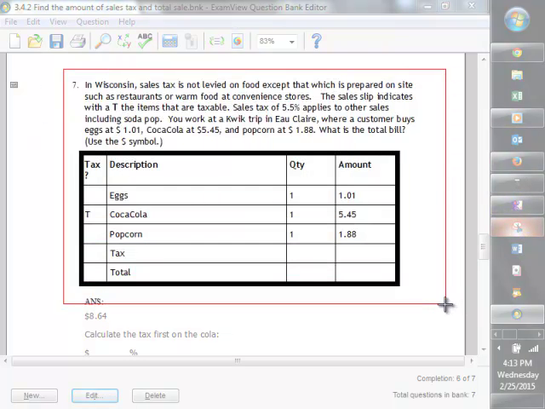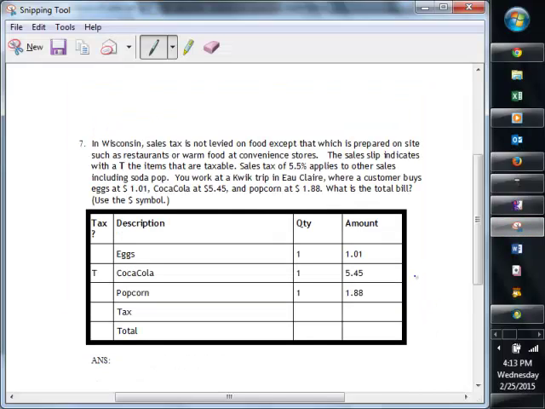Let's look at this one. In Wisconsin, sales tax is not levied on food. That's because they're trying to make it so that poor people don't pay too much taxes, except when it is prepared on site, such as in restaurants or warm food at convenience stores. Taxable items are indicated by a T on your receipt. Sales tax applies to the other sales, including soda pop. So that's why Coca-Cola is taxed.